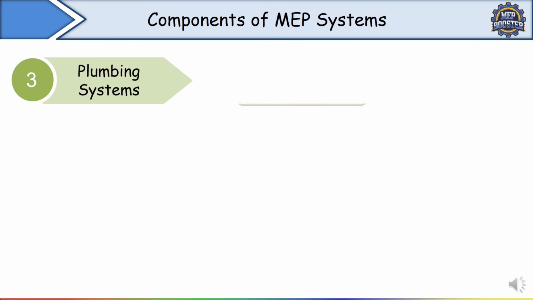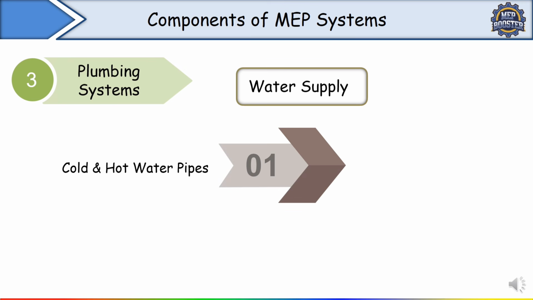In that, the first is the water supply system. Under this water supply system, first we have to discuss the hot and cold water pipes, or you can say the distribution system. Pipes and tubes are generally made up of copper, PVC and cross-linked polyethylene or CPVC. These different materials we are using. These pipes and tubes are generally used to carry water to various fixtures and appliances.